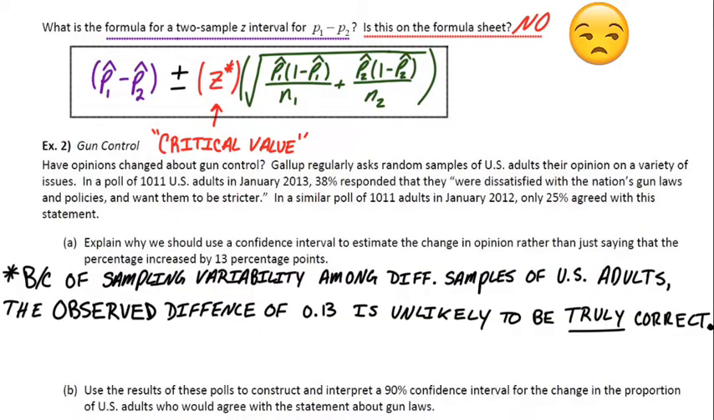So just because we have one single proportion compared to another single proportion, think about the sampling variability. There's all sorts of different random samples of 1,000 adults that could have been chosen. So those results could have varied quite a bit.